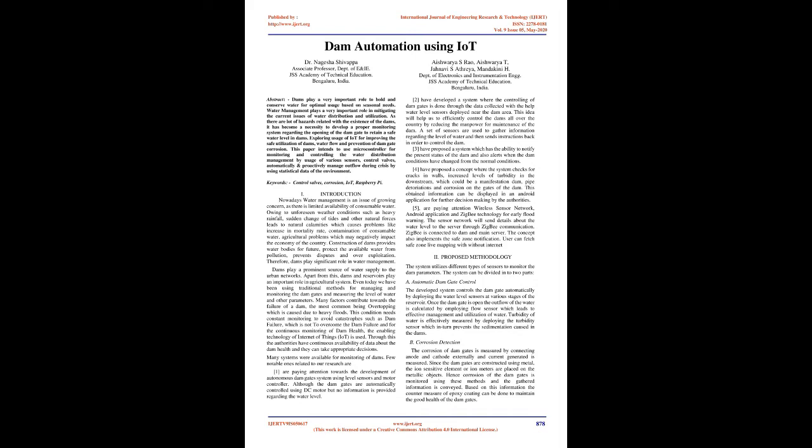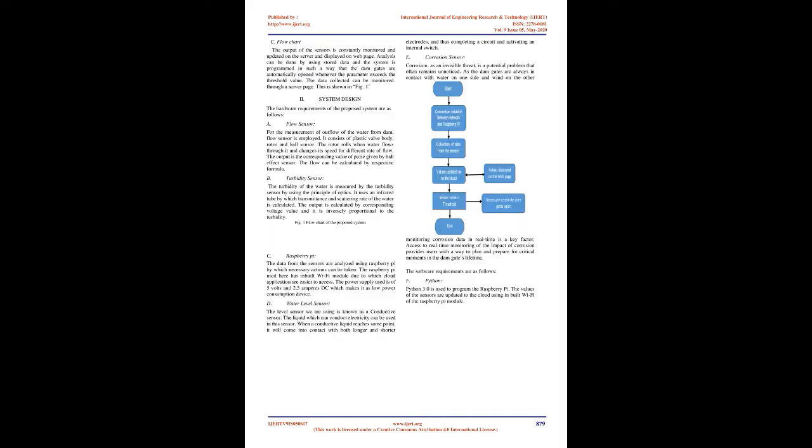Many systems were available for monitoring of dams. A few notable ones related to our research are: 1. Are paying attention towards the development of an autonomous dam gate system using level sensors and a motor controller. Although the dam gates are automatically controlled using a DC motor, no information is provided regarding the water level. Aishwarya S. Rao, Aishwarya T. Jahnavi S. Athreya, Mandakini H., Department of Electronics and Instrumentation in JSS Academy of Technical Education, Bengaluru, India.